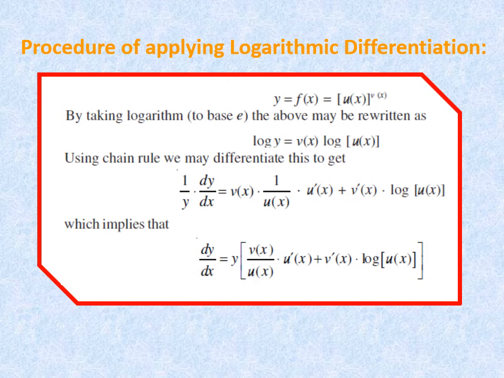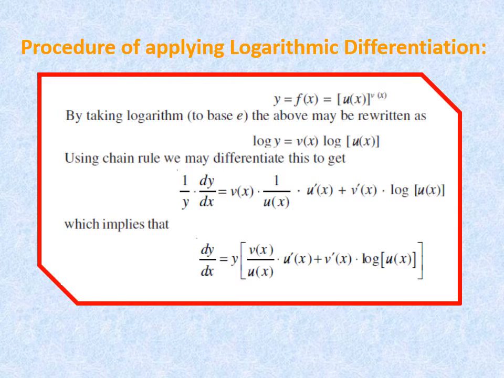Now let me explain to you how to apply logarithmic differentiation. Now we have the function y equals u(x) power v(x). So first we are going to take log of both sides. So we will get log y is equal to v(x) log u(x). You remember the property of log x power n, we take the exponent before log. Now we can simply differentiate both sides. Left hand side is very easy. For log y we will get 1 upon y dy upon dx.